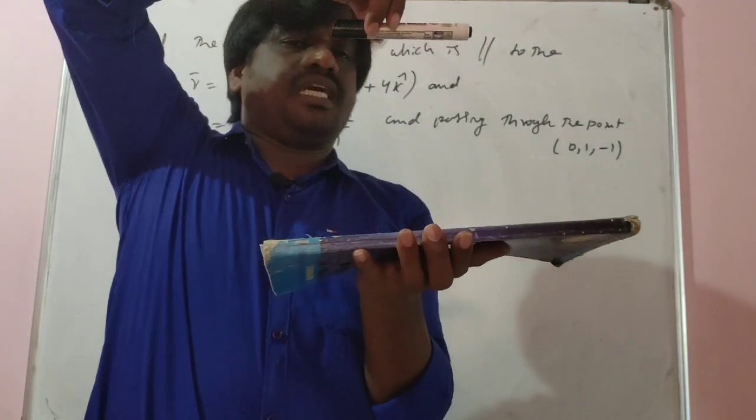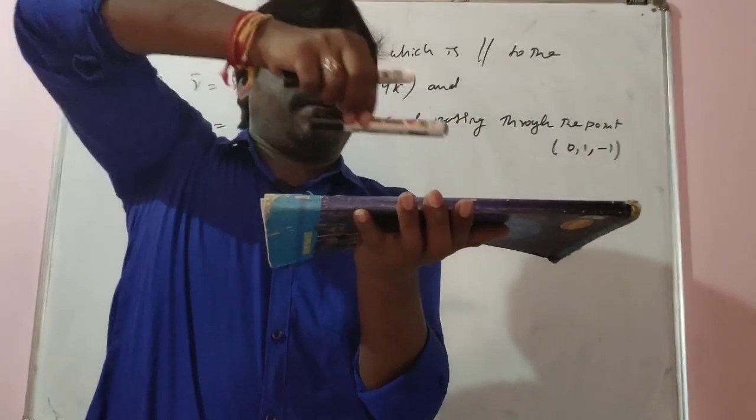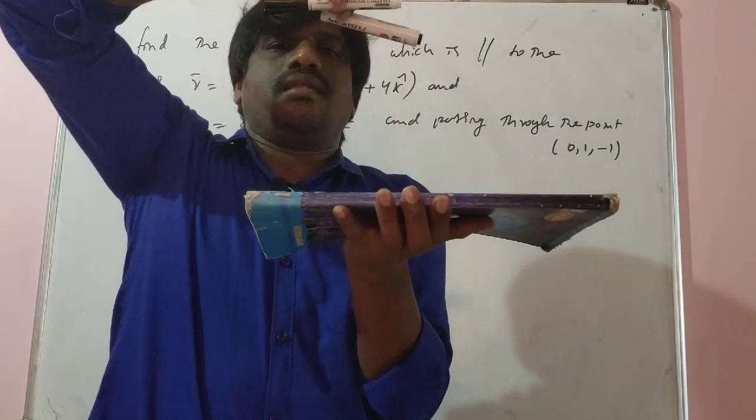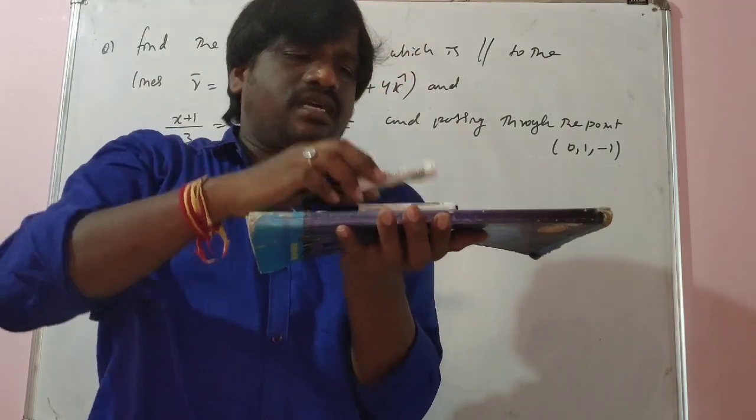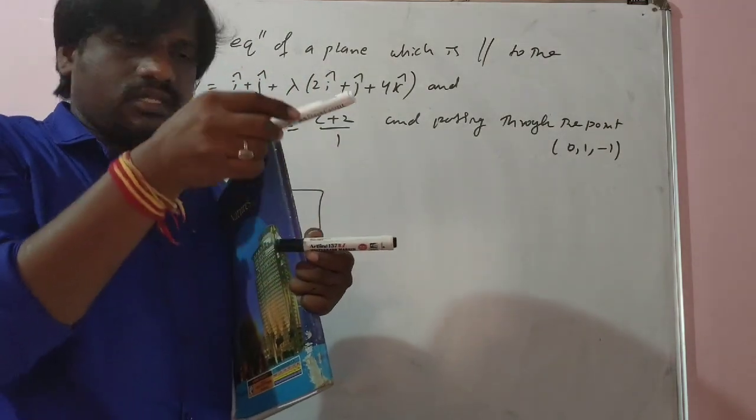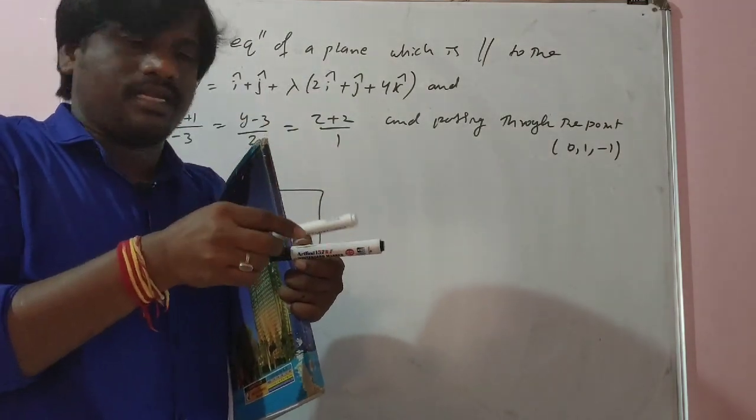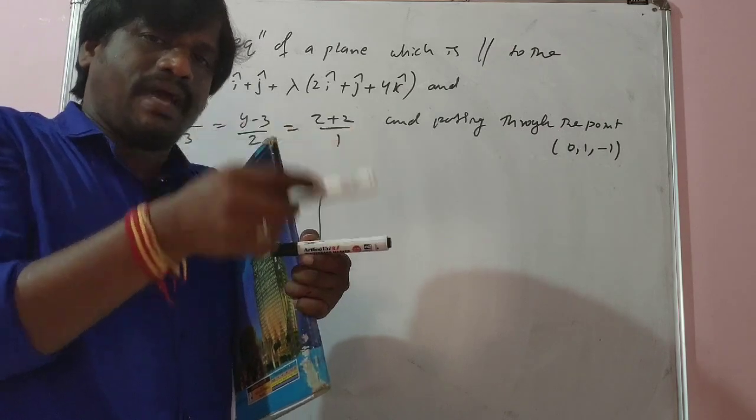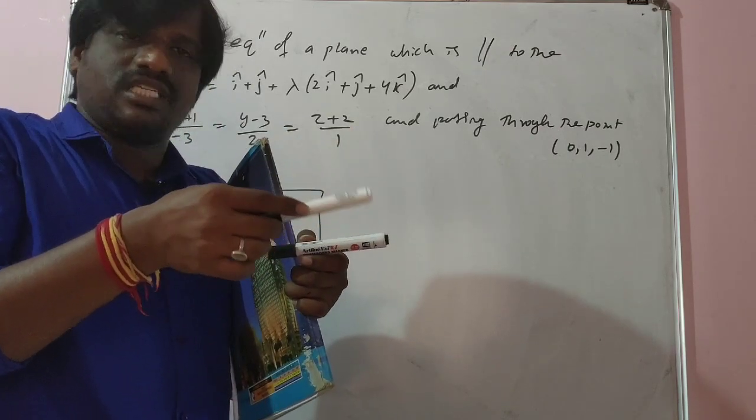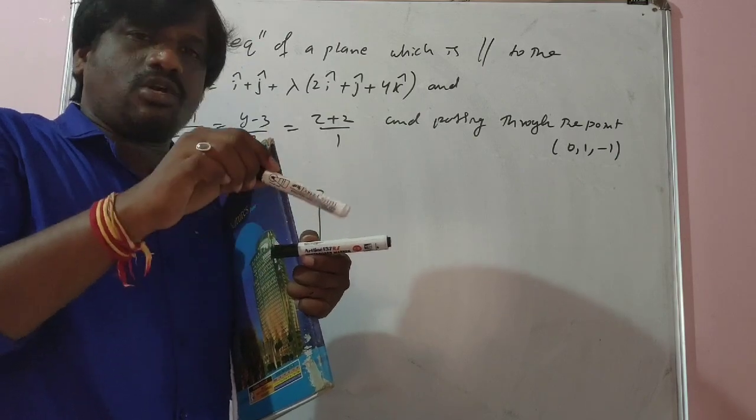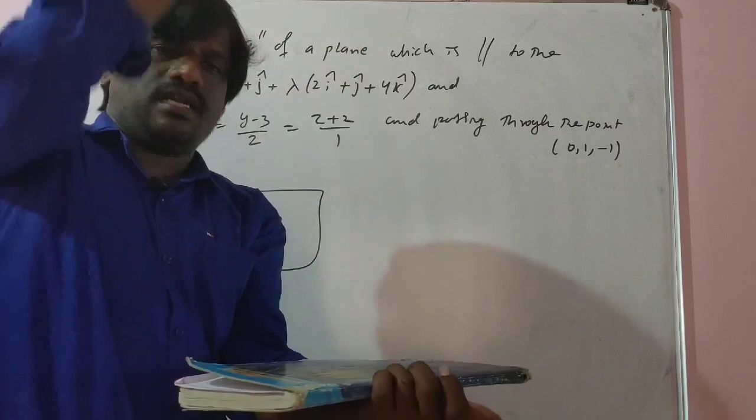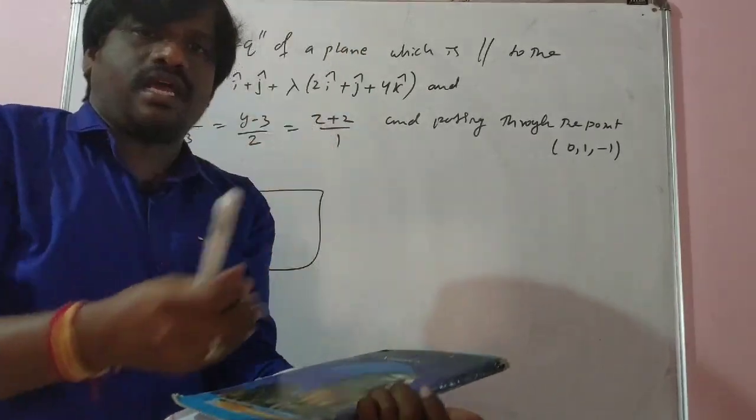So one line is parallel to this plane and one line is parallel to this plane. Two lines are parallel, right? So you have direction ratios of these two lines, and these two lines are parallel. It means the lines are also parallel to the plane, right? Then what directions are there? The cross product of these directions will be perpendicular to the plane, right?